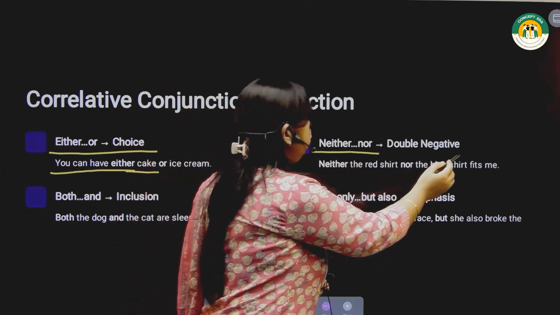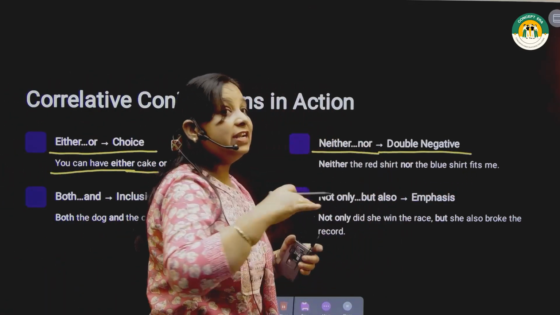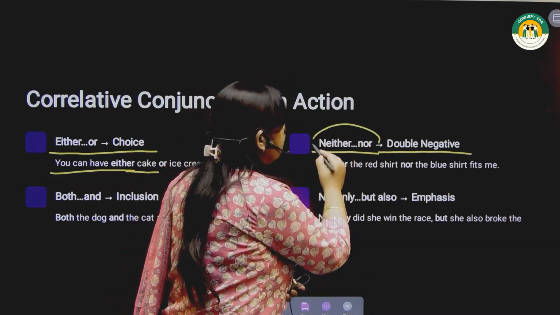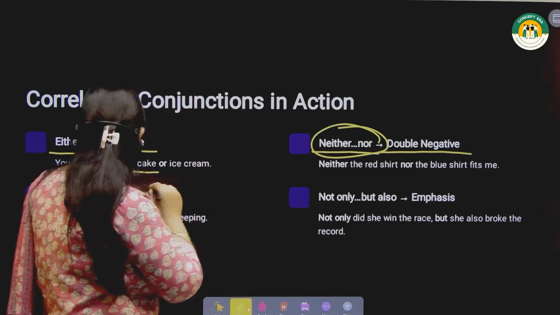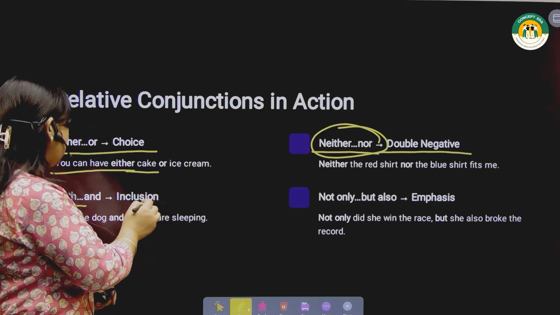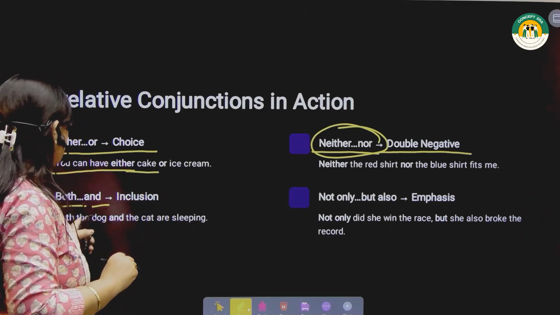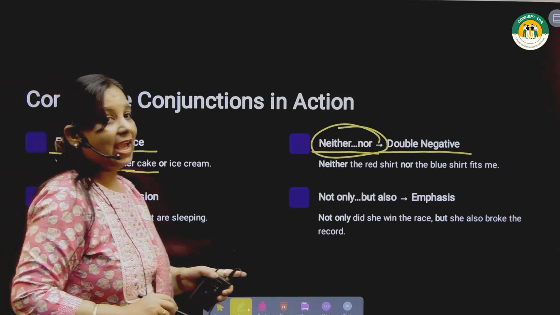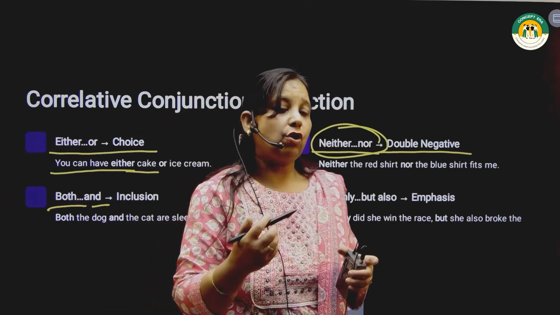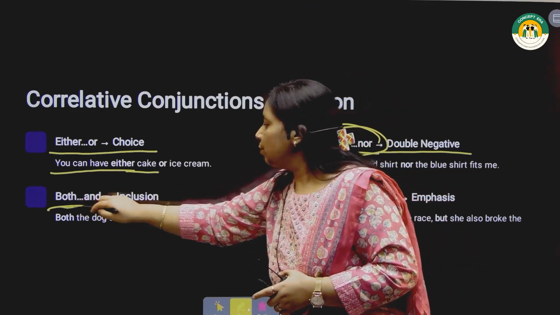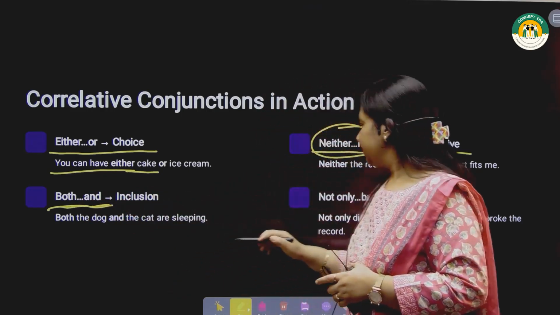See how to use neither nor. Double negative: where we want to use the double negative, then we use this conjunction. Next, both and. Inclusion. Why so? Both the dog and the cat are sleeping, where we are talking about the two things. So we use this conjunction, both and.